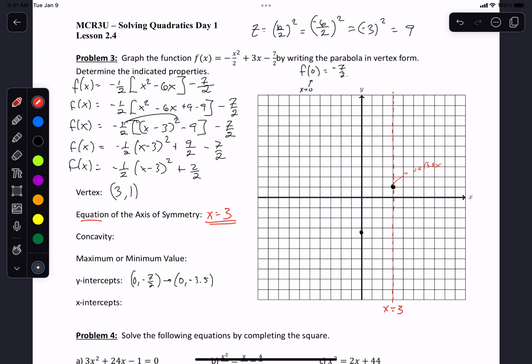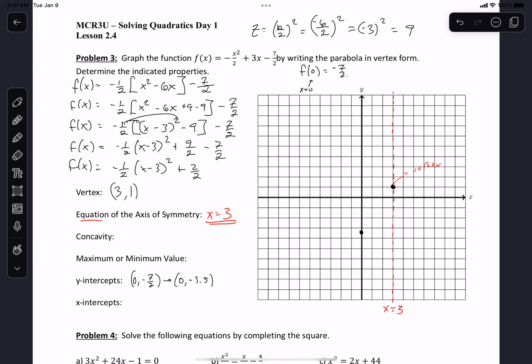Ask for the equation, okay? The concavity is simply talking about, is it concave up or concave down? It's just a fancy way of saying it's a parabola opening up or down, okay? In this particular instance, it's going to be concave down.